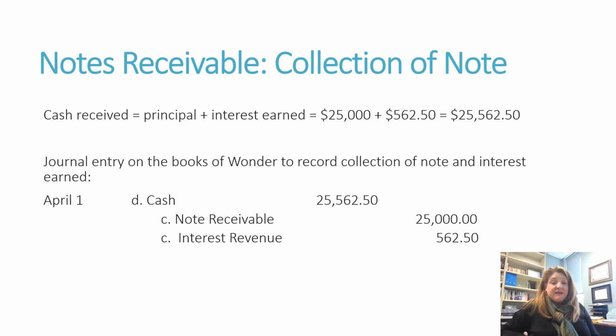So when we collect the note, the original transaction was February 1, so our 90 days would be February, March, April, and so we're going to be collecting the principal amount of the note plus the interest, and when we do that, we're going to debit cash for the total. We refer to that $25,562.50 as our maturity value, and we're going to credit notes receivable to take it off our books, and we're going to credit interest revenue for the amount of interest that we've earned.